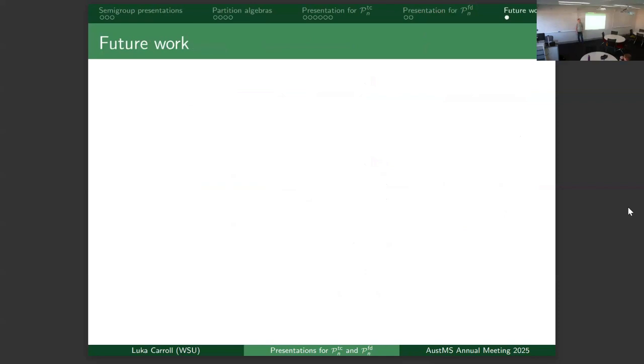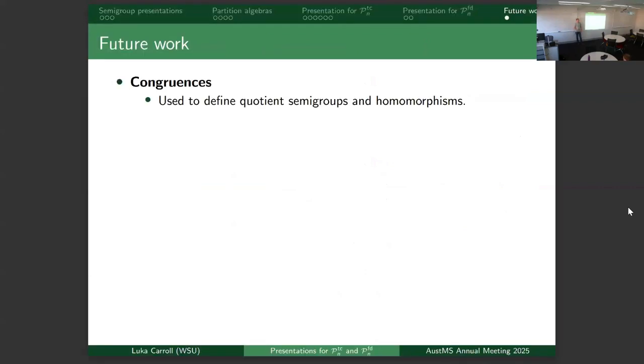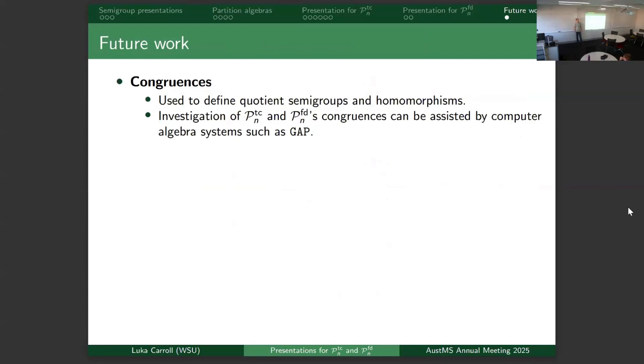So in terms of future directions, there are a few places we can take the work from here. One of the most important things worth doing is investigating the congruences of these monoids. If you're not familiar with semigroup theory, congruences are a particularly important concept because they're used to define quotient semigroups and homomorphisms. They play a similar role to normal subgroups from group theory. And the investigation of these congruences can be assisted by systems such as GAP, which will be easy to do now that we have presentations for these monoids.